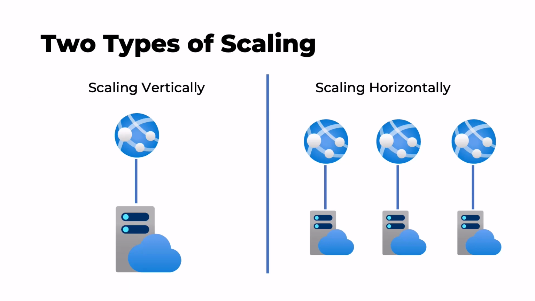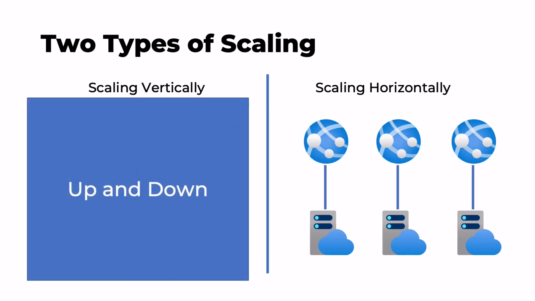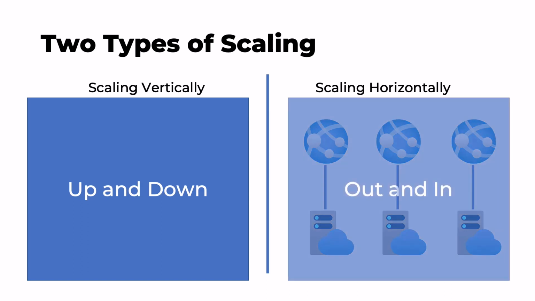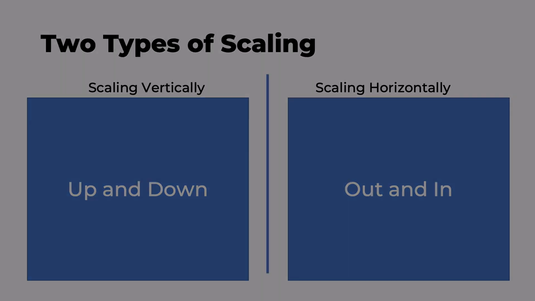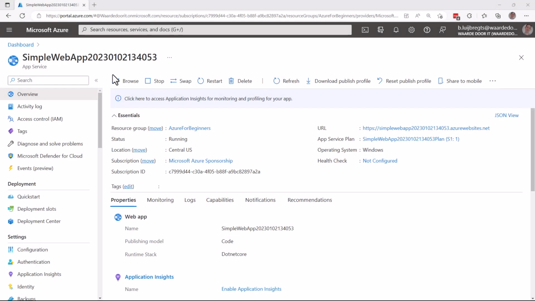Scaling vertically is also called scaling up and down. So up when you increase compute power and down when you decrease it. And scaling horizontally is called scaling out and in. Scaling easily is what makes cloud computing so powerful. You can't do that with your own server. So let's scale in Azure.